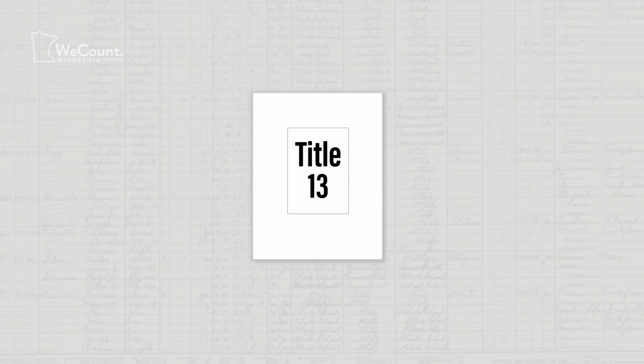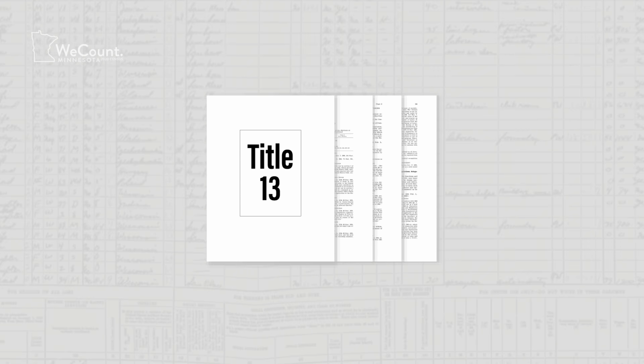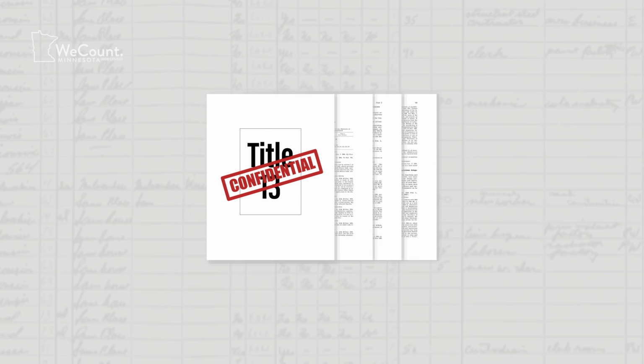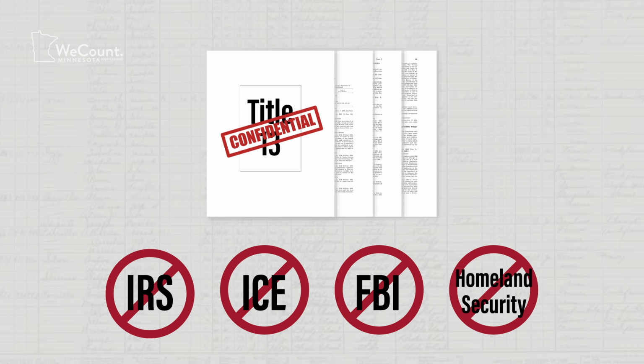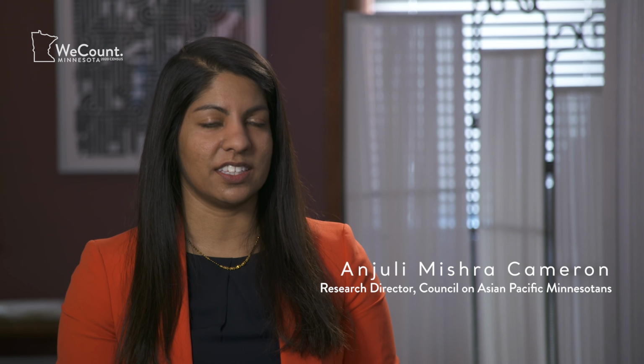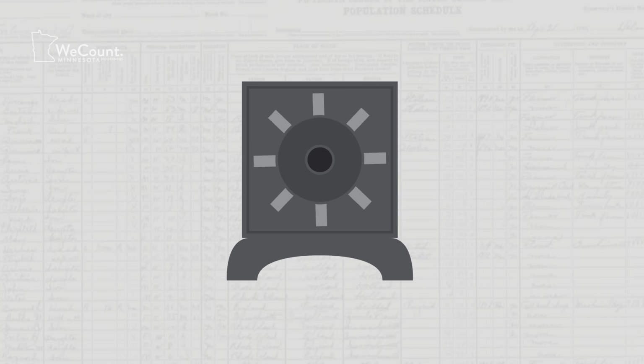There is a law that does protect census-based information as completely confidential, which includes denying access to the IRS, ICE, the FBI, the Department of Homeland Security. Your information is secured, and that's guaranteed by federal law.